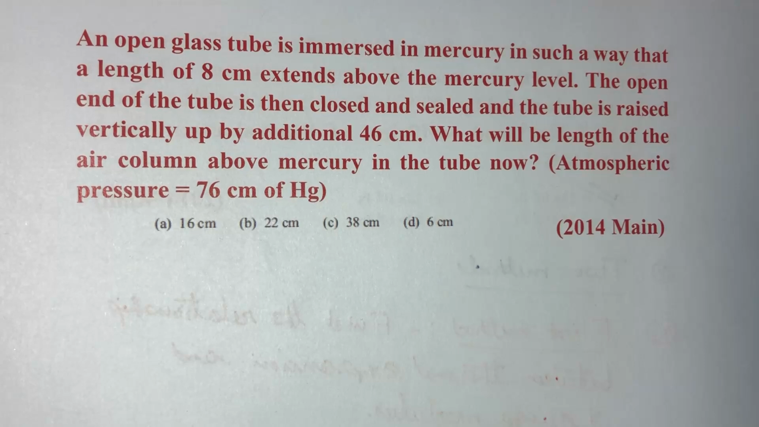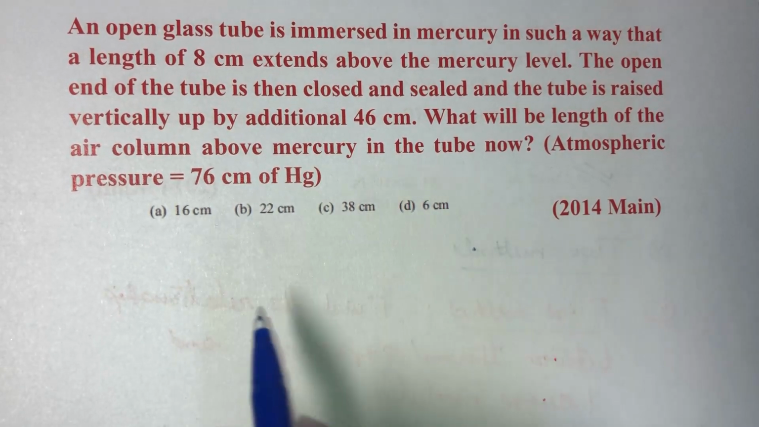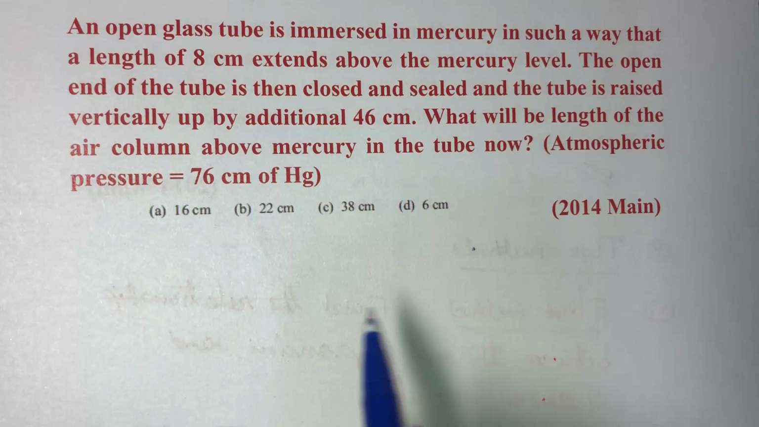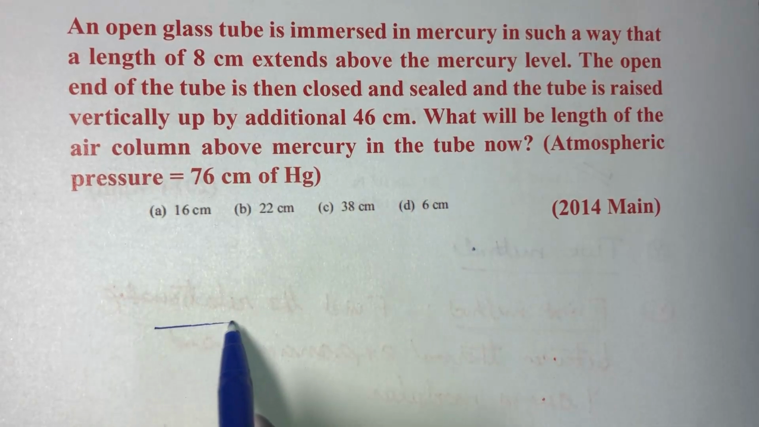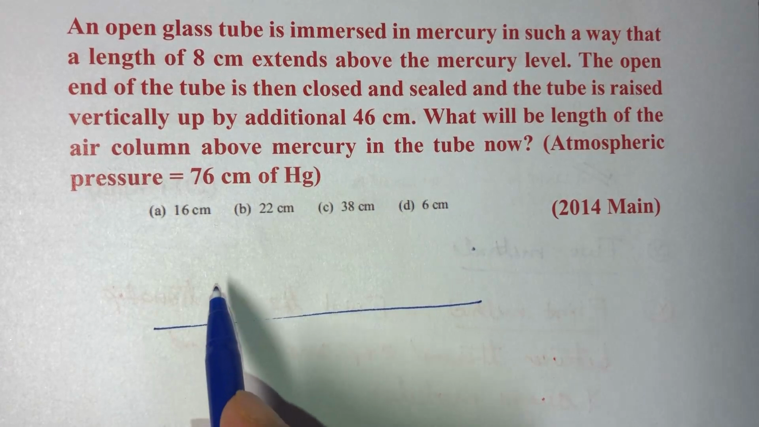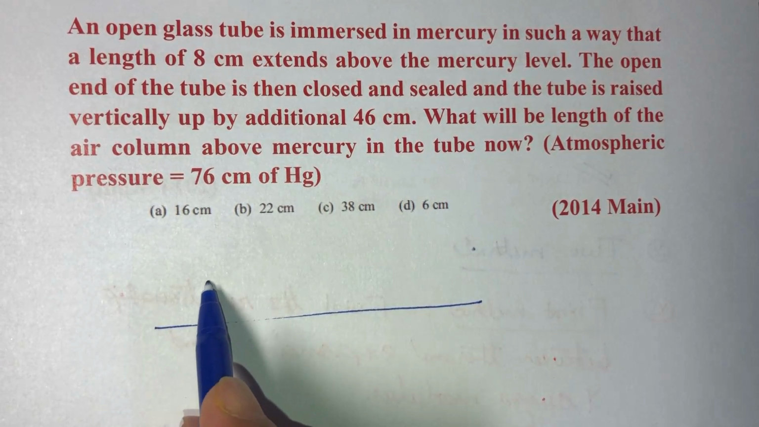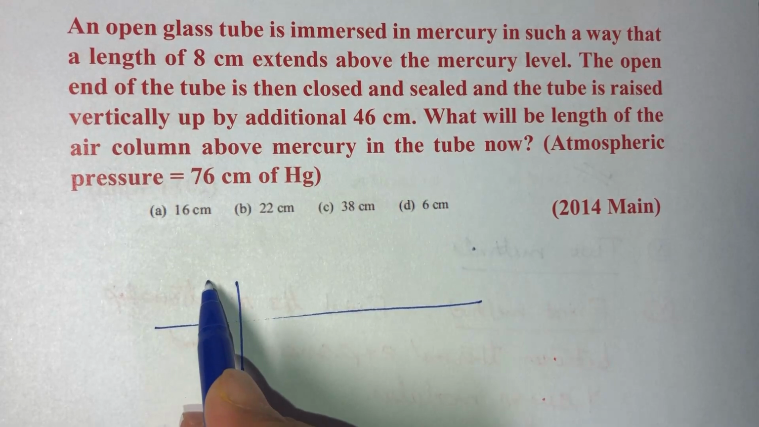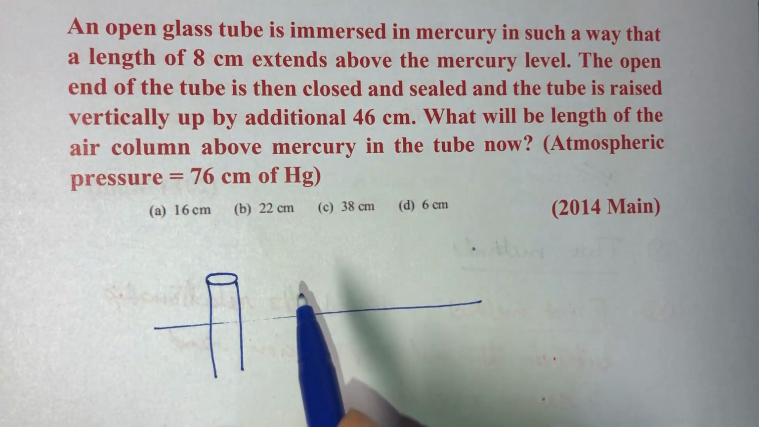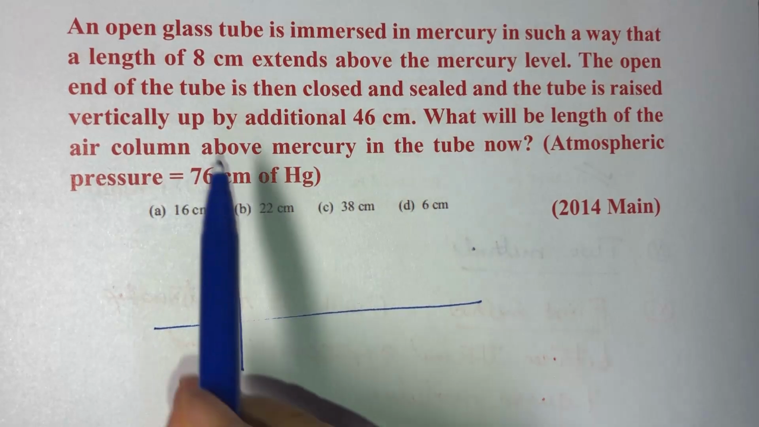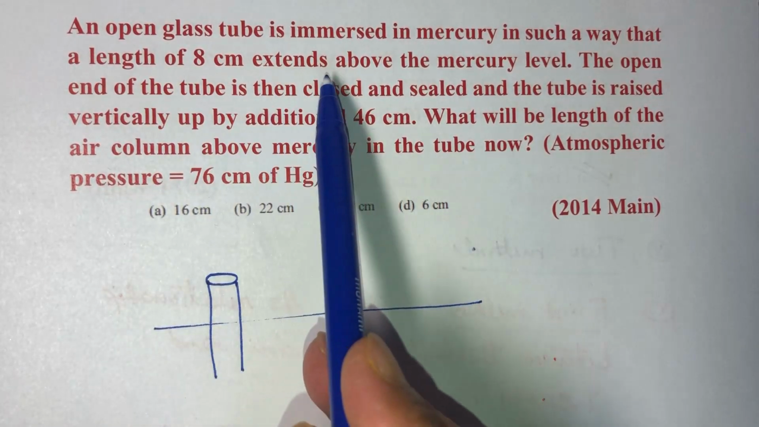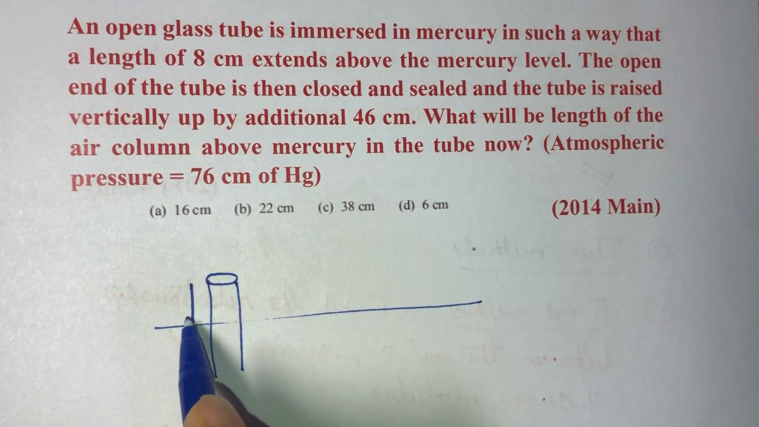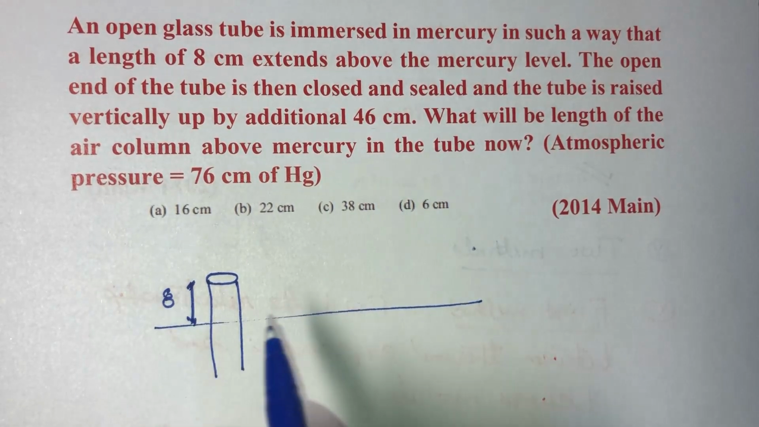So in this case, we are given that there is a tube and it is immersed in the mercury. So let us suppose this is the level of the mercury, and in the first case, the tube is open from the top and it is immersed in mercury. It says the length of 8 cm extends above the mercury level. So this is the mercury level, and this will be our 8 cm above the level of the mercury.